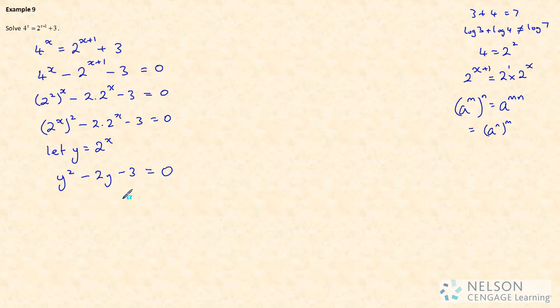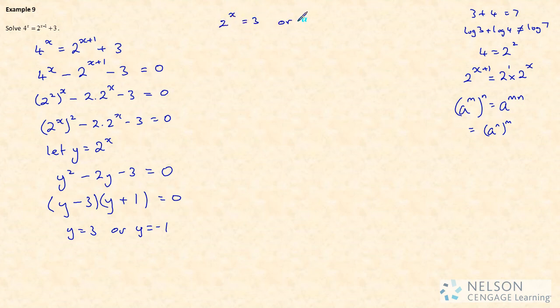So we have a quadratic that we can factorize and then solve. So y and y, 3 and 1, let's make this one negative and this one positive. And then we have that y is equal to 3, or y equals negative 1. So that means that 2 to the x equals 3, or 2 to the x equals negative 1.